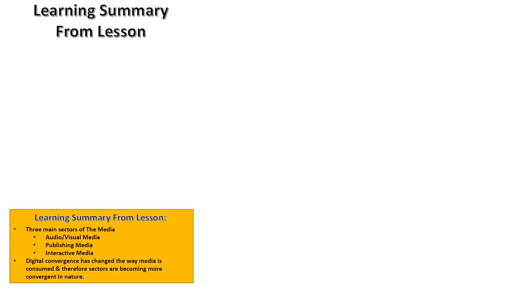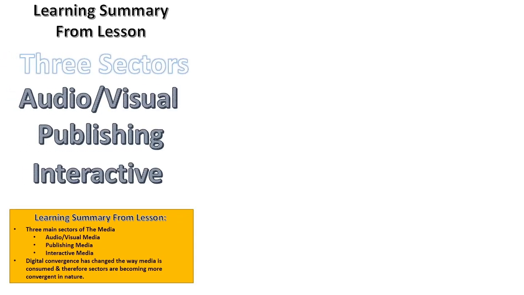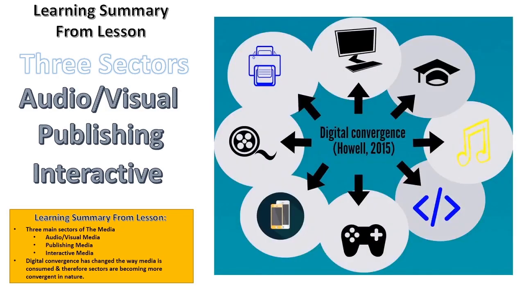So, learning from this lesson, we should be able to understand what media products are, and that they are categorized into 3 different sectors: audiovisual, publishing, and interactive. So we should also have an understanding of digital convergence.